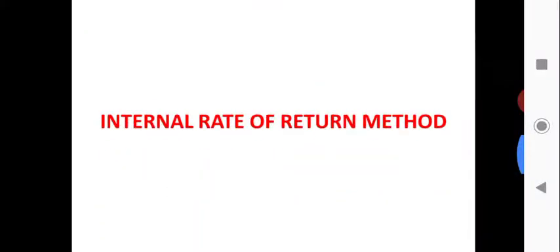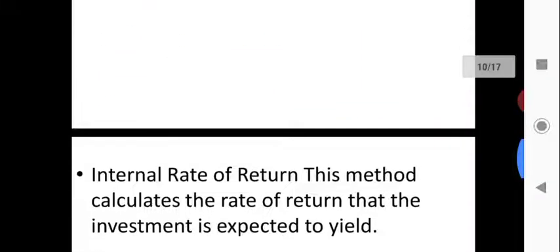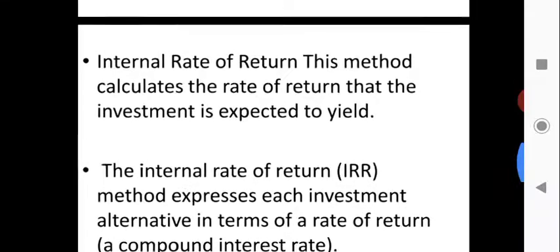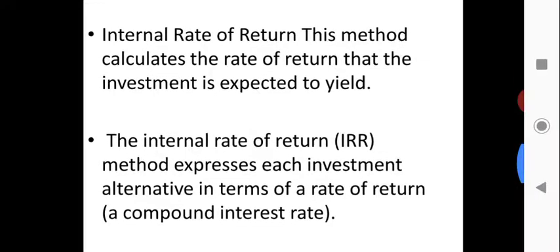So next we see the internal rate of return method. The internal rate of return method calculates the rate of return that the investment is expected to yield.